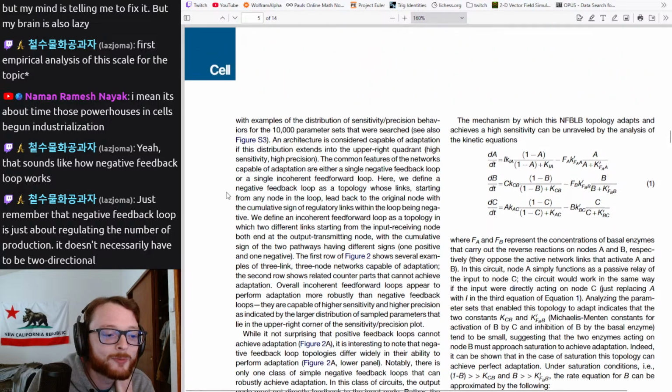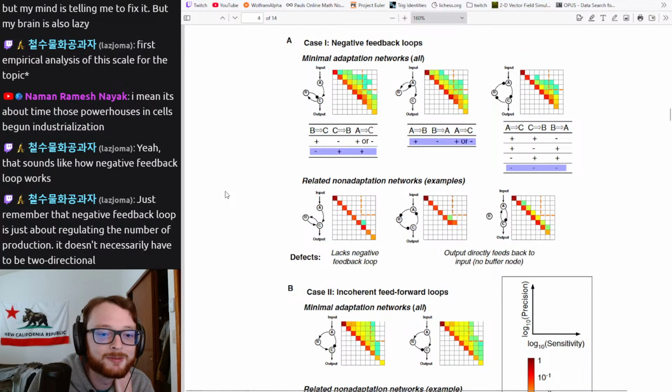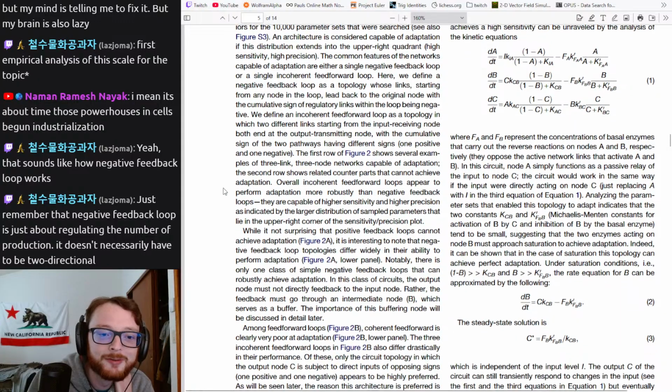Negative feedback loop is just about regulating the number of production. It doesn't necessarily have to be two directional. I guess their definition seems weird.